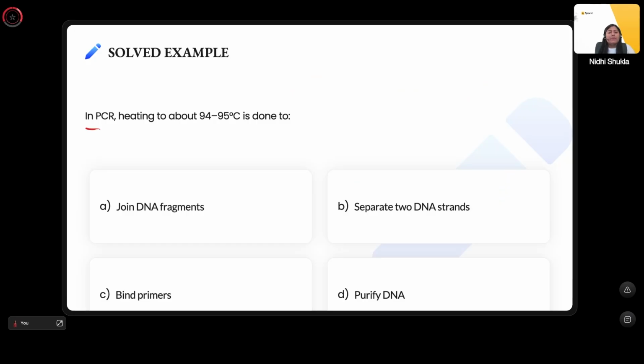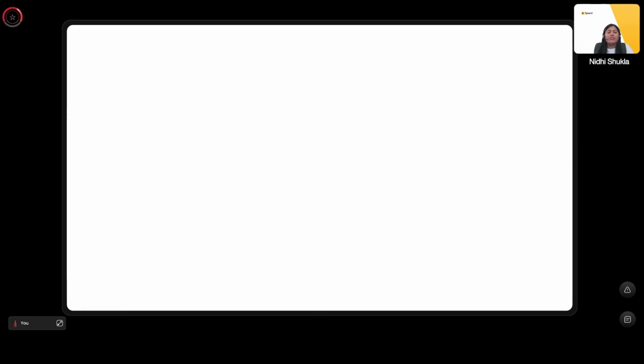Now, in PCR, heating to about 94 to 95 degrees Celsius is done to... Here you are being asked what happens in denaturation. When you do denaturation of DNA, what happens? Join DNA fragments, purify DNA, bind primers, no. In denaturation, you separate the two DNA strands.